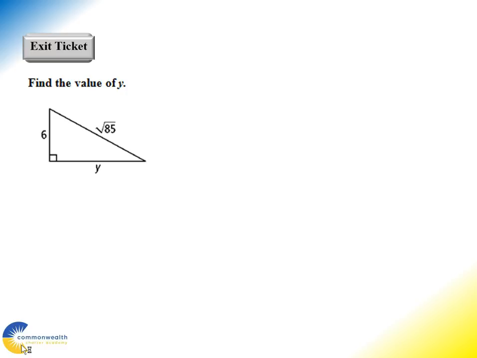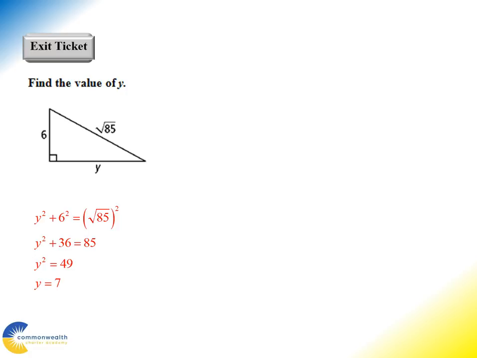So since it is a right triangle, it should obey the Pythagorean theorem. So I'm going to set up the Pythagorean theorem. I just have to be sure I'm putting things in the right positions. I do know what the hypotenuse is, and I do know what the leg is, and I know y is one of the other legs. So when I set it up, I'm going to be setting it up as y squared plus 6 squared will equal the square root of 85 squared.